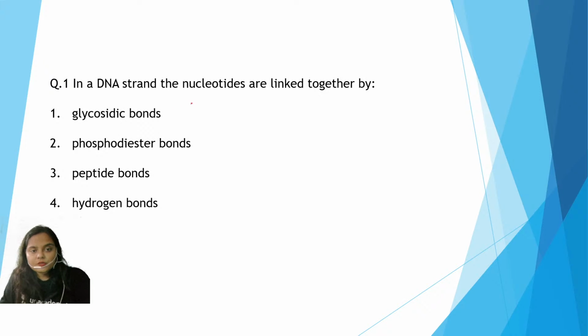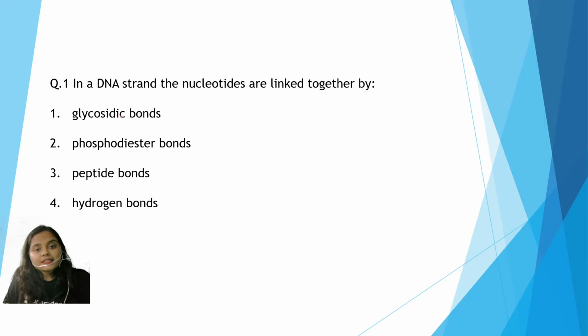In a DNA strand, the nucleotides are linked together by glycosidic bonds, phosphodiester bonds, peptide bonds, or hydrogen bonds. You know the rules. You have to mention the question number and then mention the option, like 1, 2, or whatever is the option. So do mention the question number and try to participate in the practice session. Do not hesitate while answering, because the most important thing is to participate. Do not worry if you're not able to solve it right, because you are here to learn. Okay, so try and participate in the session.